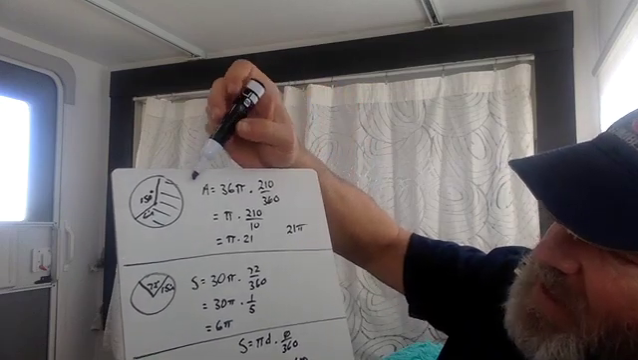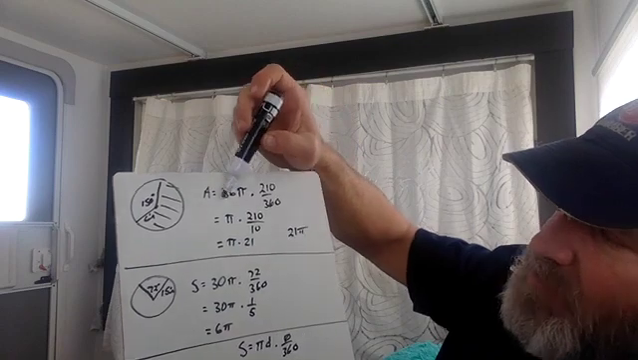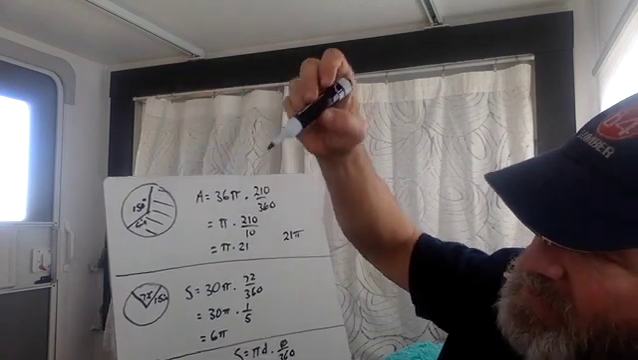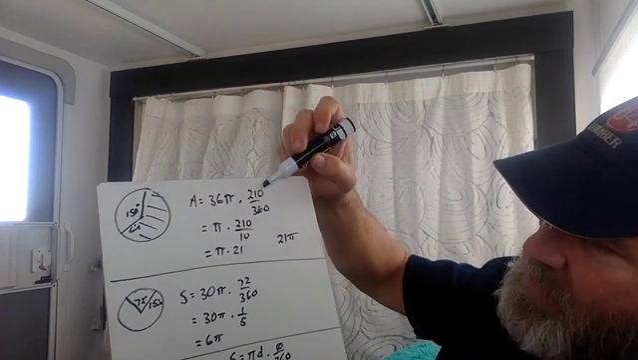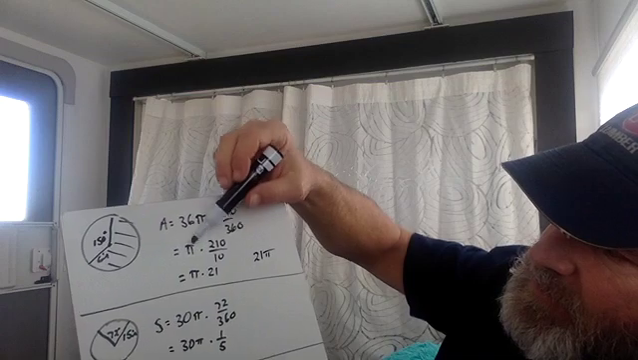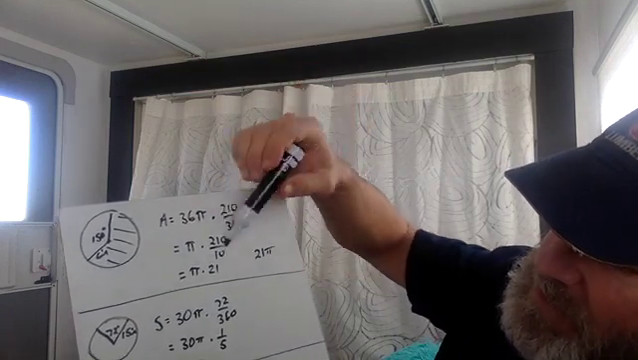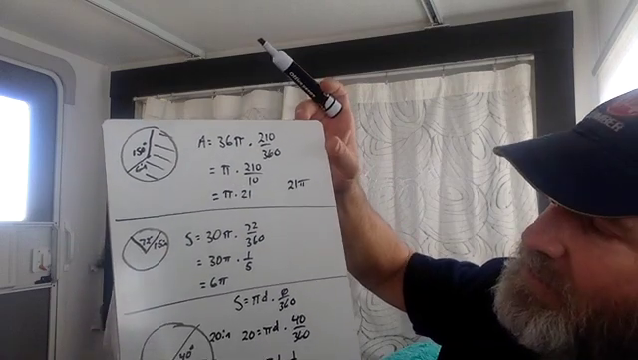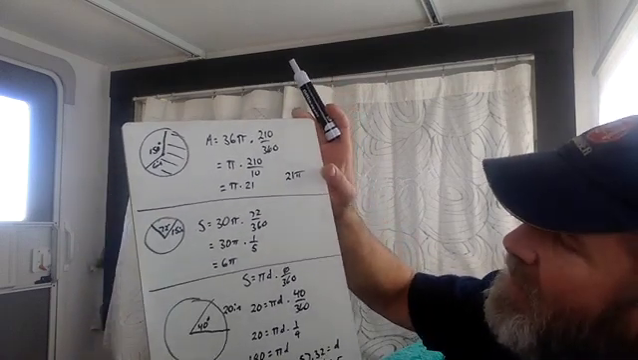And then 36 pi, well, that's just the area of the whole circle. So we want 36 pi, radius squared, 6 squared is 36, times the fraction that we're interested in, which is 210 out of 360. So 36 and 360 reduce to 1 and 10. 210 over 10 reduces to 21. 21 times pi is 21 pi. And this one you could leave your answer in terms of pi. So 21 pi was the answer.